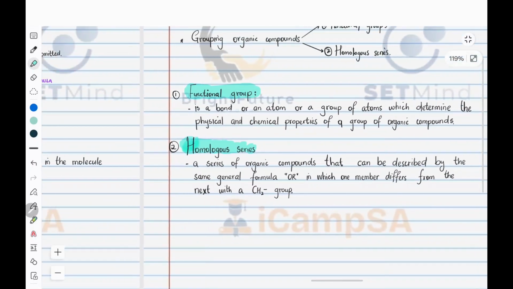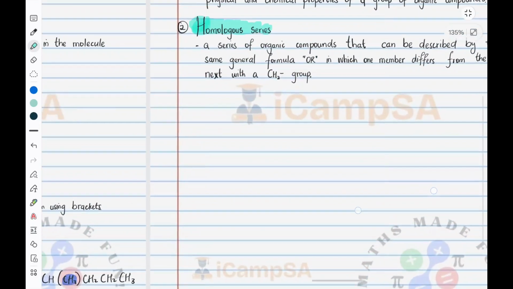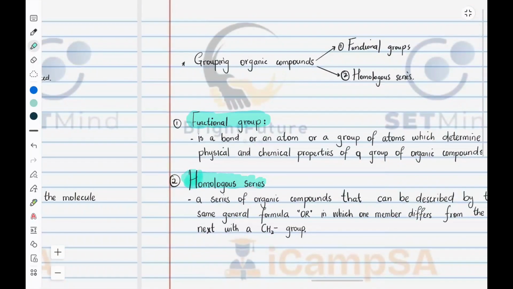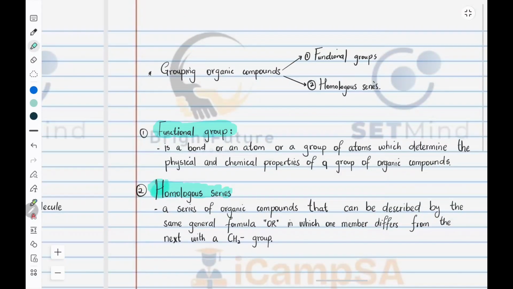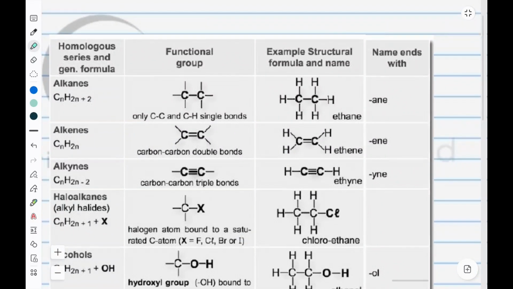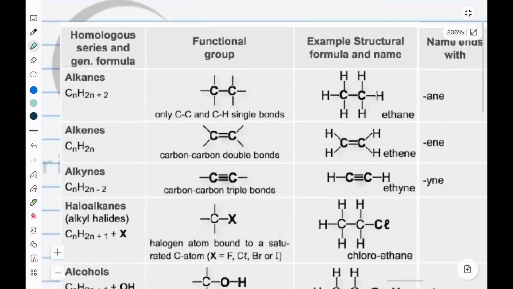And now let's delve deeper into functional groups and homologous series, and also the different types of these groupings in our organic compounds. All right. So we have this table right here. In this table, we will find pretty much everything we need when it comes to these functional groups and how to name them, and also how they are different from one another.